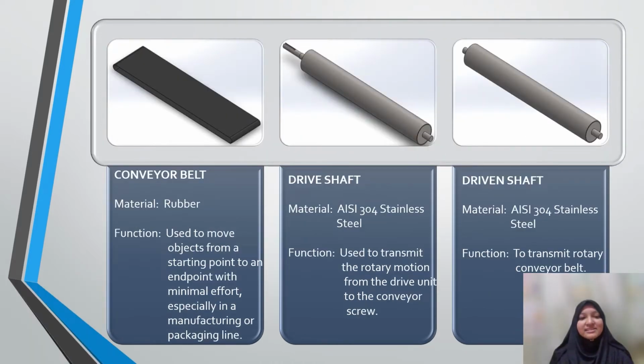Okay, next is the conveyor belt, made of rubber, used to move objects from a starting point to an end point with minimal effort, especially in a manufacturing or packaging line. The next one is the drive shaft, made of AISI 304 stainless steel, used to transmit the rotary motion to the conveyor screw. Next is the driven shaft, with the same material. The function is to transmit rotary motion to the conveyor belt.